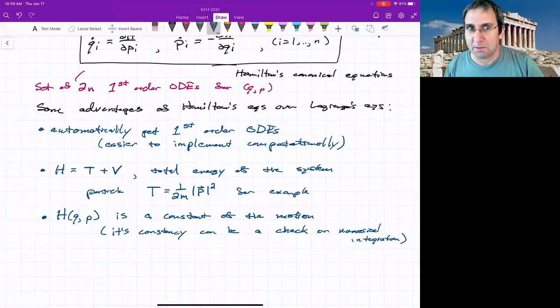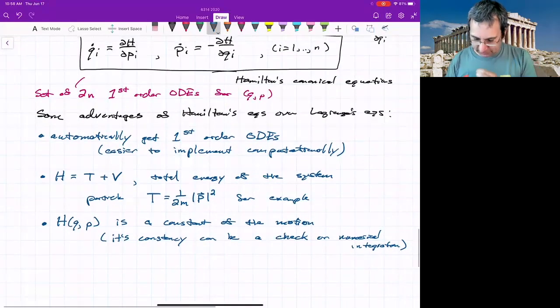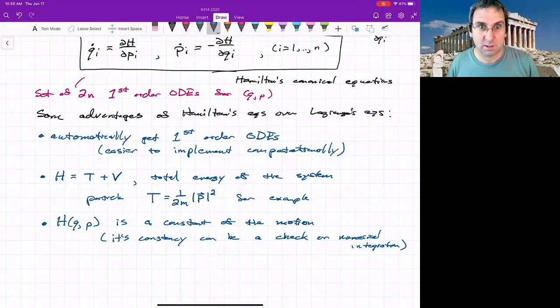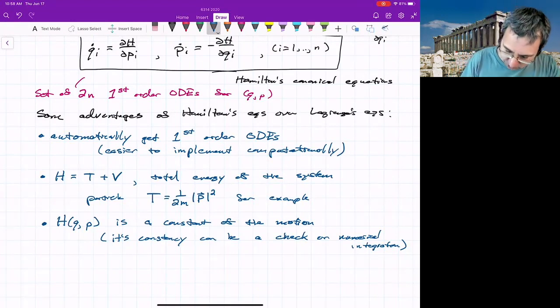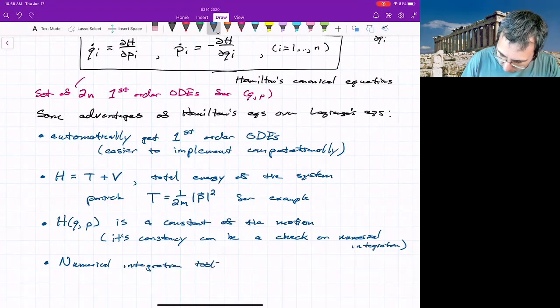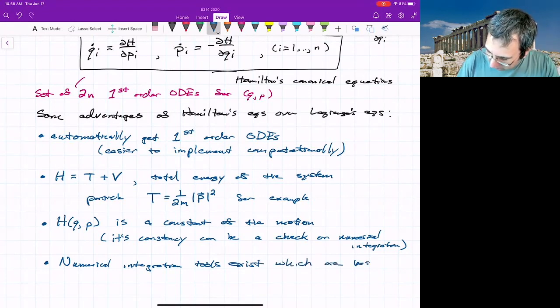Even more than that, this would be like a check if you just use some kind of off the shelf Runge-Kutta code. But there are tools, there are numerical integration algorithms which are based on having a Hamiltonian formulation.